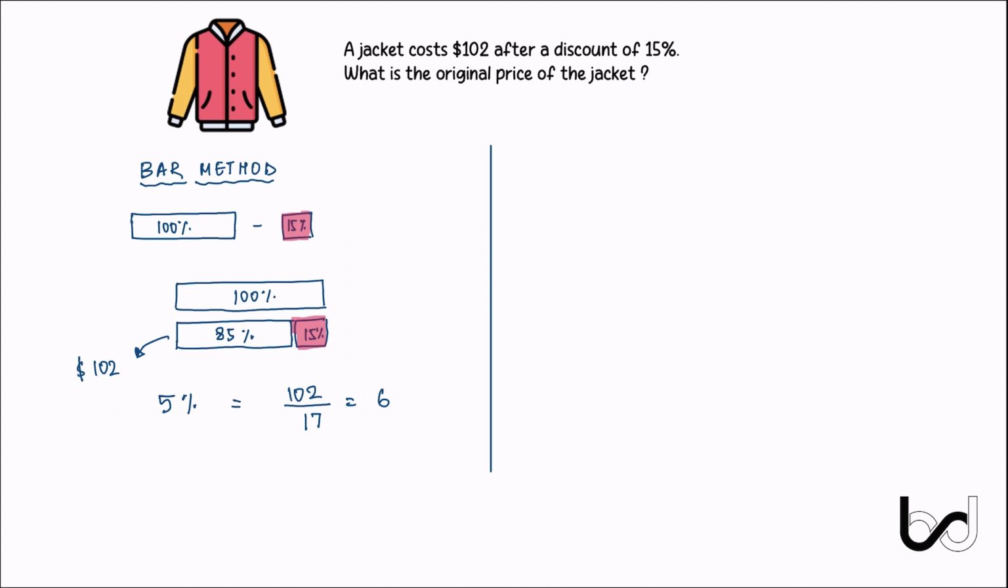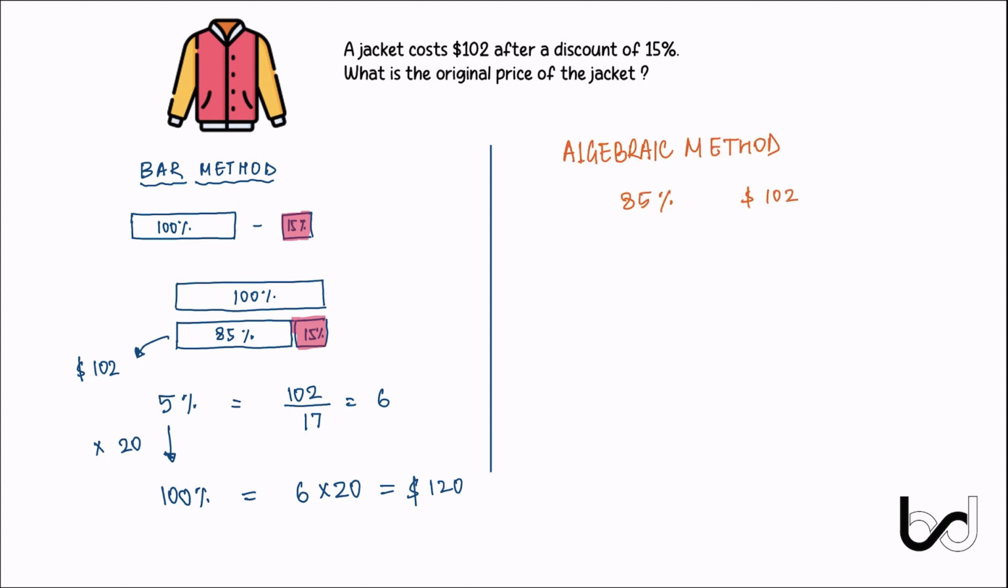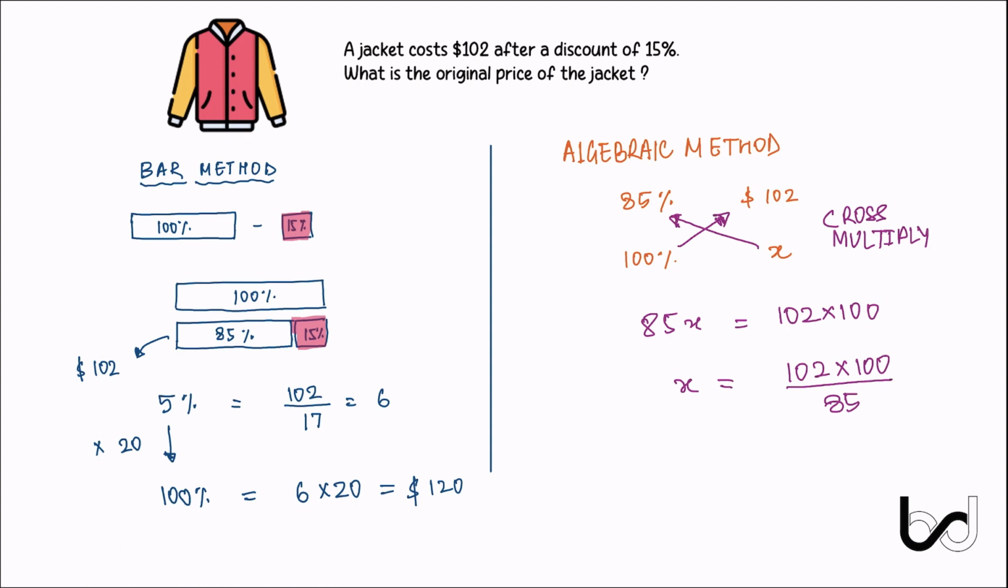So now if I have to calculate 100%, with what number do I multiply 5 to get 100%? I multiply it by 20. So 100% is equal to 6 times 20, which is $120. Similarly, with the algebraic method, 85% we know is $102. 100% we don't know, so we assume it to be X. Now cross multiply: 85X is equal to 102 times 100. So X is equal to 102 times 100 divided by 85. X equals $120. Clear?